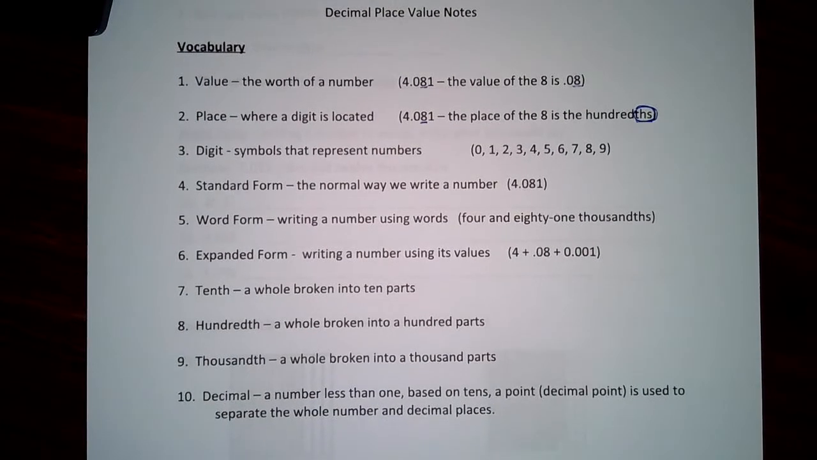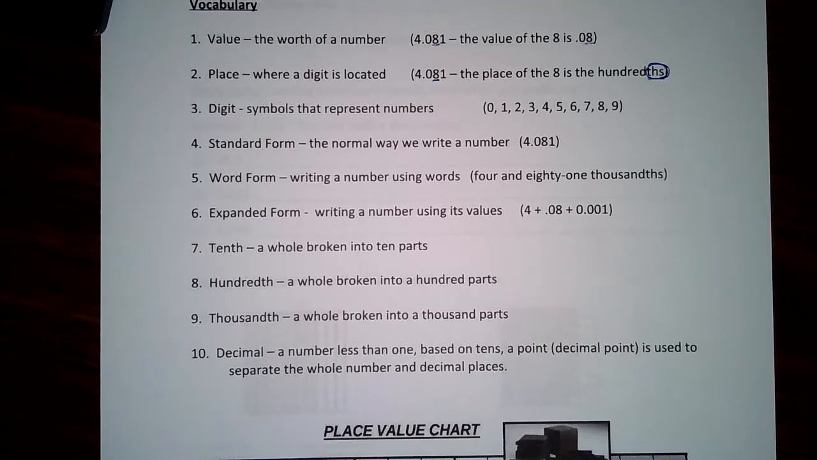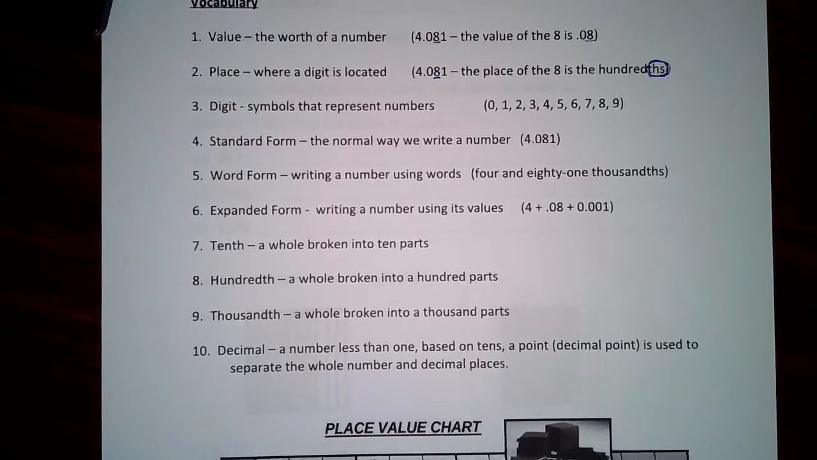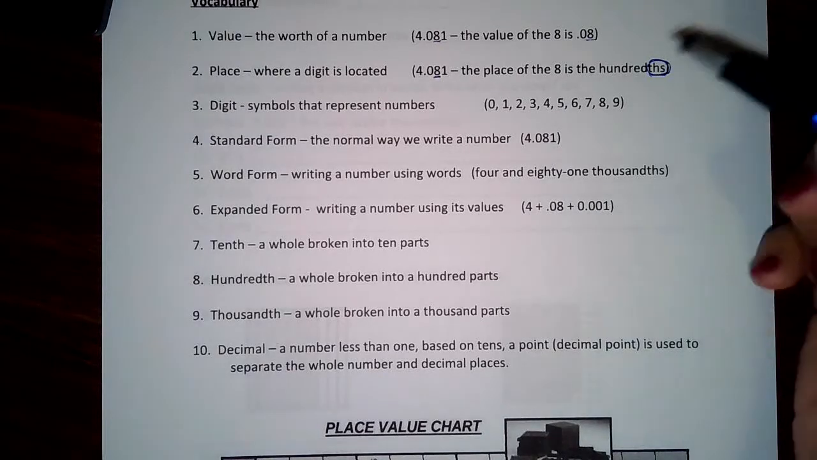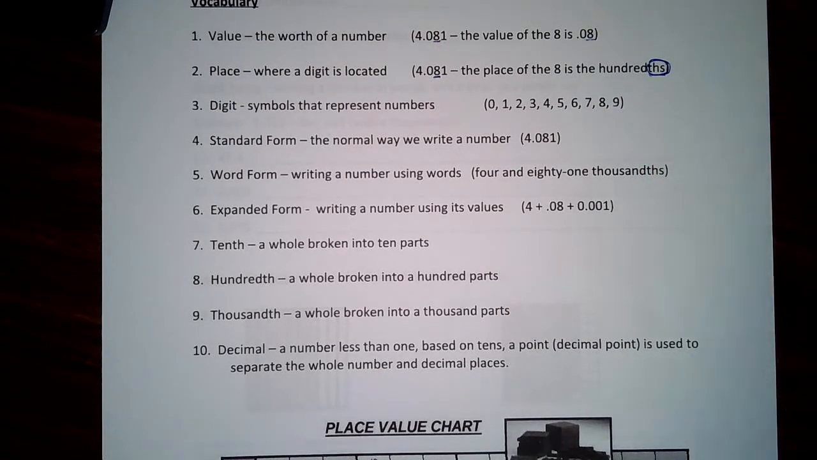Those are the digits. Standard form is the normal way we write a number. This number is written in standard form. It's 4 and 81 thousandths. In fourth grade, we usually just deal with hundredths, but I figured we can have a little jump start since we've already been talking about tenths and hundredths for a couple of days now. I can introduce the thousandths place to get you ready for fifth grade.